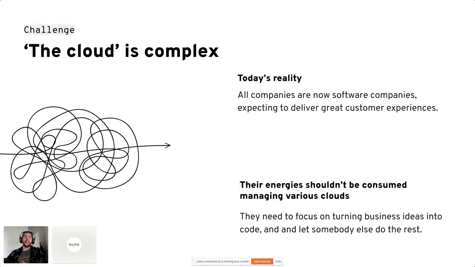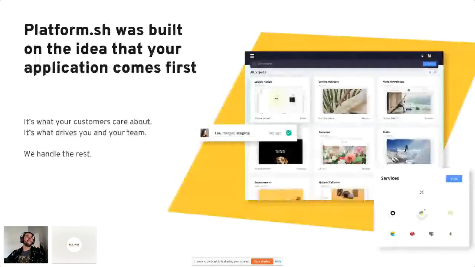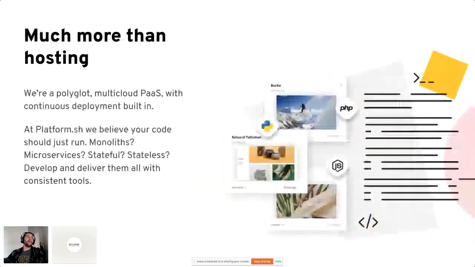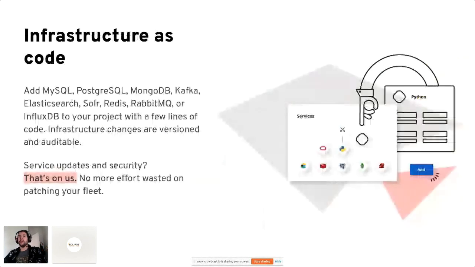You need to handle the security, and today cloud is complex. The whole goal of Platform.sh is to make it easy for you to take your application to the cloud, next level. It's much more than a host. It's a polyglot multi-cloud PaaS, right? So if you want to run monolith, microservice, stateful, stateless, whatever you want, you can do that with Platform.sh. Don't worry, I'm going to show you the whole slide at the end. It has the infrastructure as code approach where you put what your application needs, push remotely, and that is it.